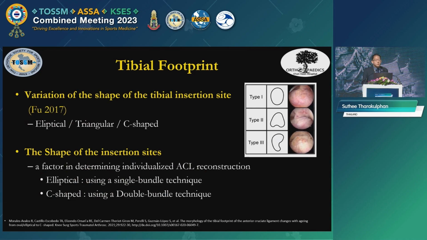And about the tibial footprint, the variation of the shape of the tibial insertion site from the study of Dr. Fu, there are three common shapes: elliptical, triangular, and C-shape. The shape of the insertion site is one of the factors in determining individualized ACL reconstruction. They propose that for the elliptical shape we can use a single bundle technique, and for the C shape we can use a double bundle technique.